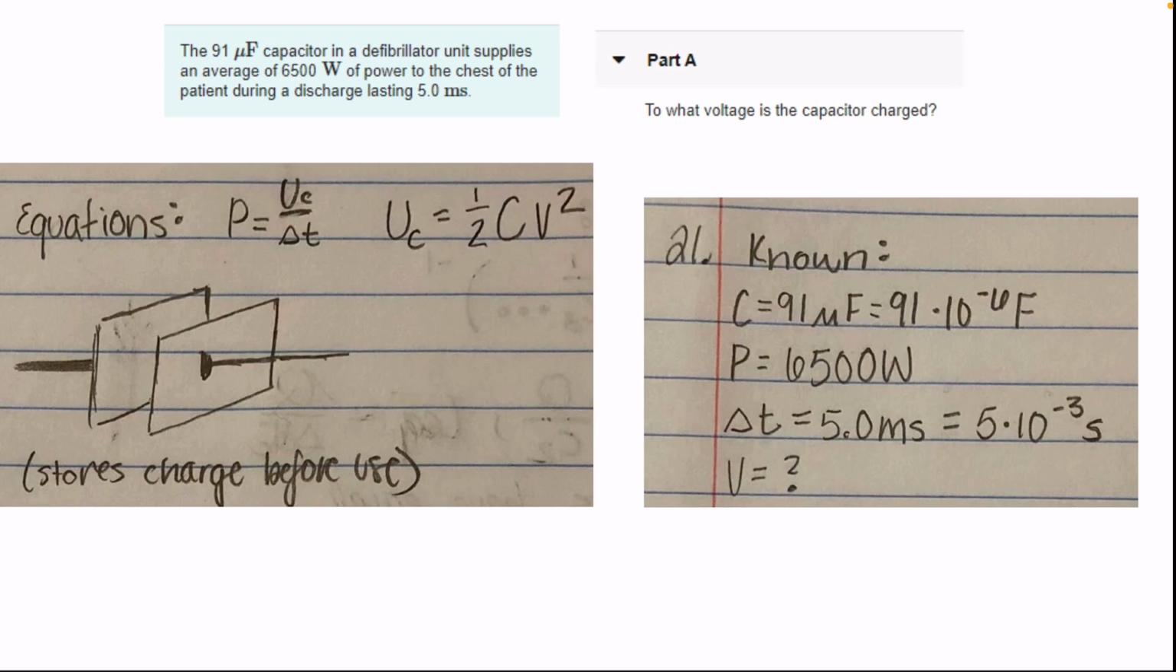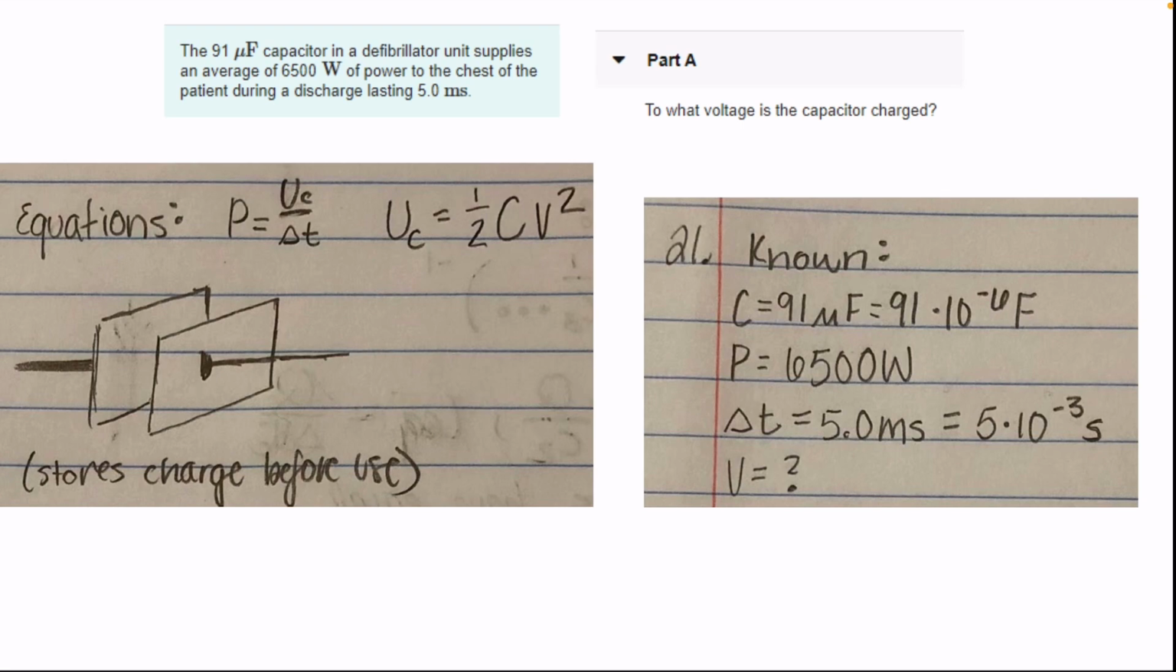So in order to find voltage for this capacitor, we're going to need two equations. First of all, we're going to need an equation which states that power is that electrical energy over change in time. And secondly, the equation that states that electrical energy, or energy of the capacitor, equals 1/2 CV squared.